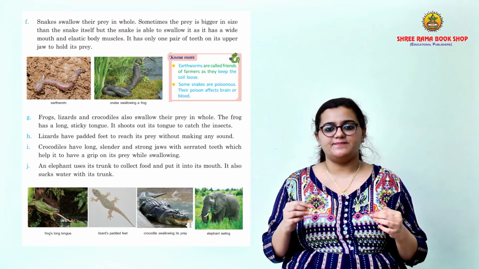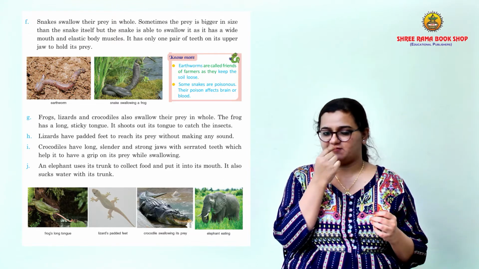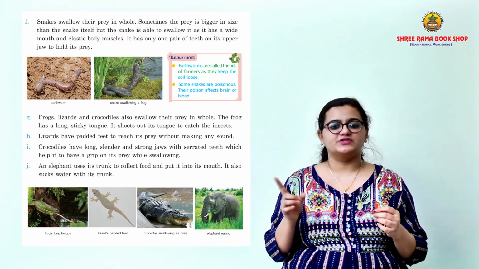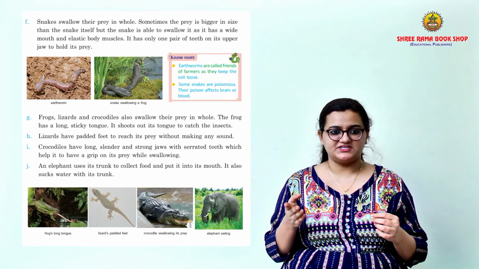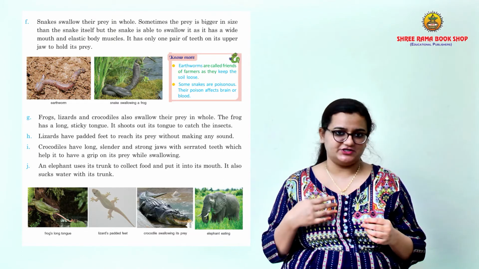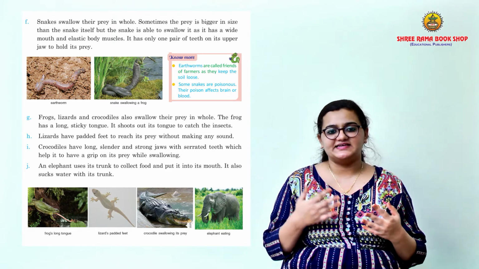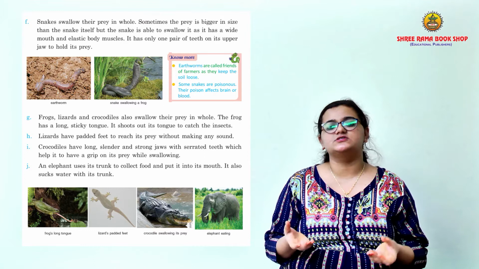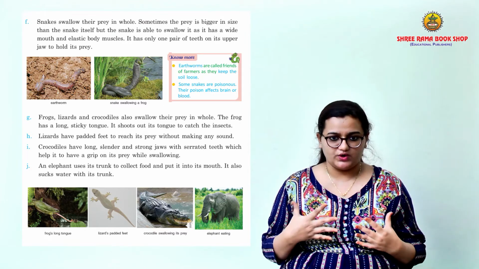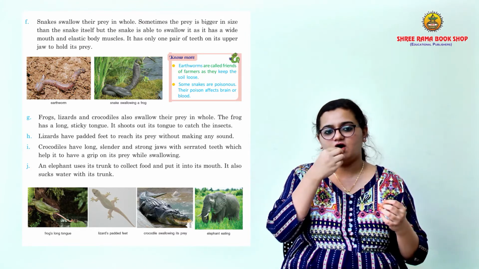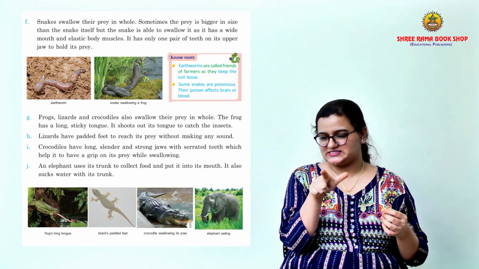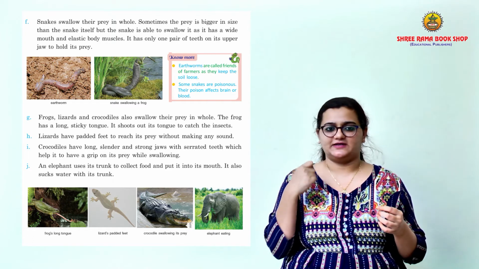It only has one pair of teeth on its upper jaw. You might have seen a snake, right? There are various pictures also given. You can see in your textbook about the different animals. Then there are frogs and lizards and crocodiles. They also swallow their prey whole. The frog has a long sticky tongue, so it just sticks at the insect and takes it in.